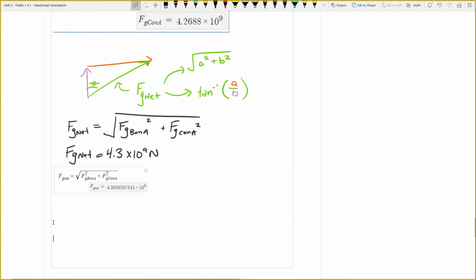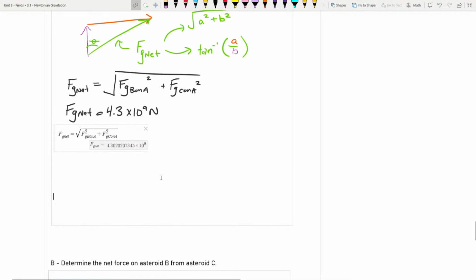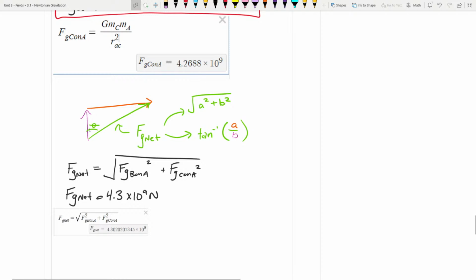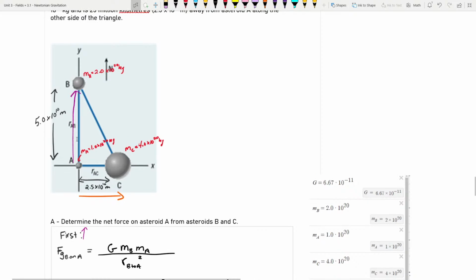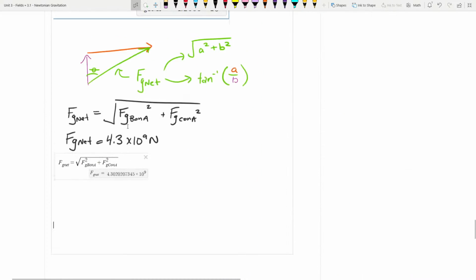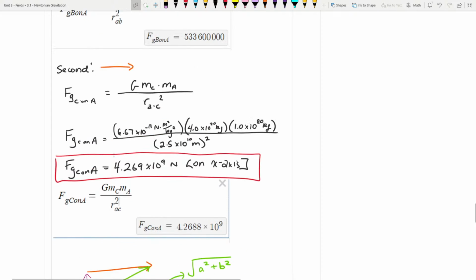And to get the angle, if that's the angle we're going to find, because A is going to be pulled basically in this direction. So let's find the angle off the y-axis.